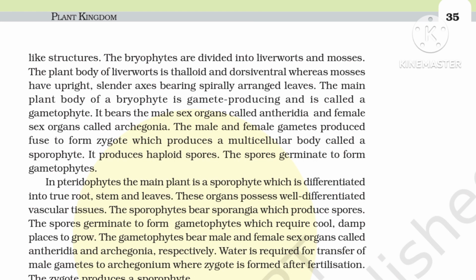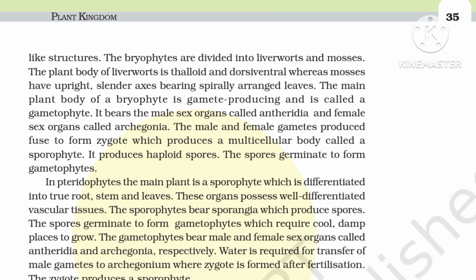The main plant body of bryophytes is gamete producing and is called a gametophyte. It bears the male sex organ called antheridia and the female sex organ called archegonia. The male and female gametes fuse to form a zygote, which produces a multicellular body called a sporophyte. It produces haploid spores. The spores germinate to form gametophytes.